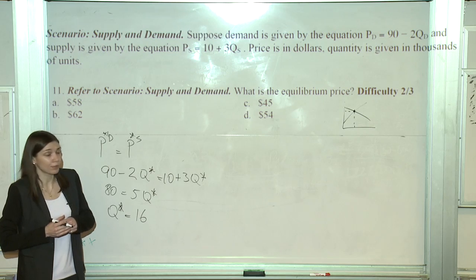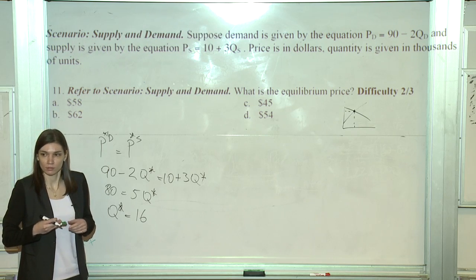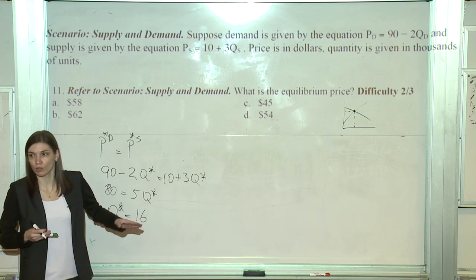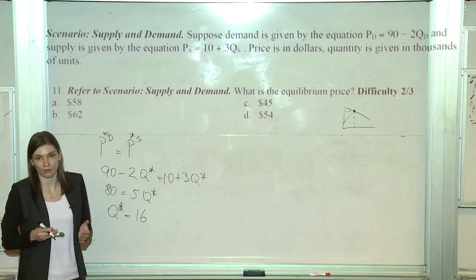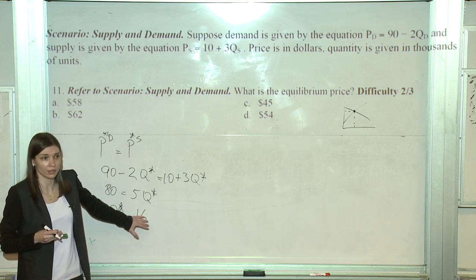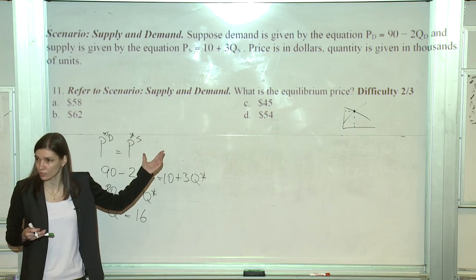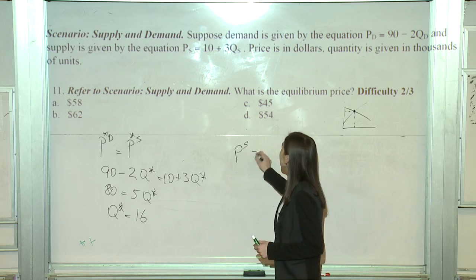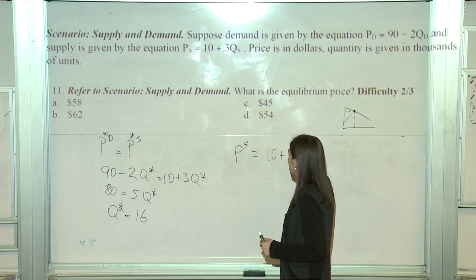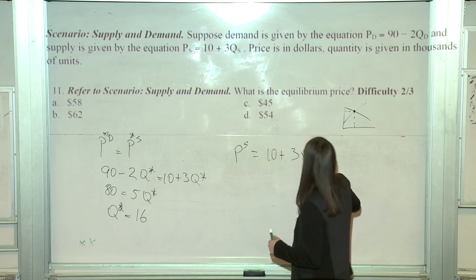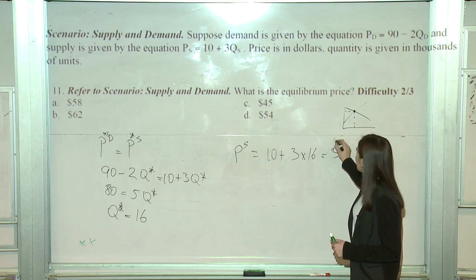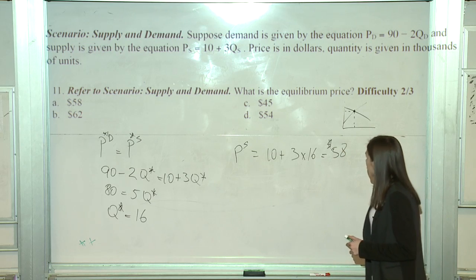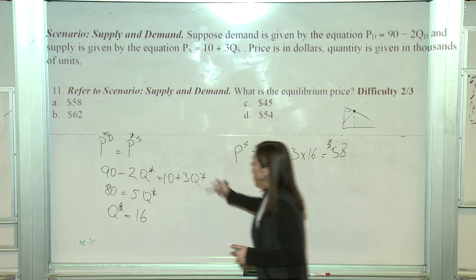However, I'm asked about the equilibrium price. So what do I do now? Right? So this 16 corresponds to the equilibrium price in both the demand and the supply curve, because the prices are the same there. So I can plug this quantity into either of the 2 equations, and that's going to give me the equilibrium price. So if I do the supply curve, for example, then I'm going to have 10 plus 3 times 16, which is 48, so $58. Right? So for this question, the answer is 58.